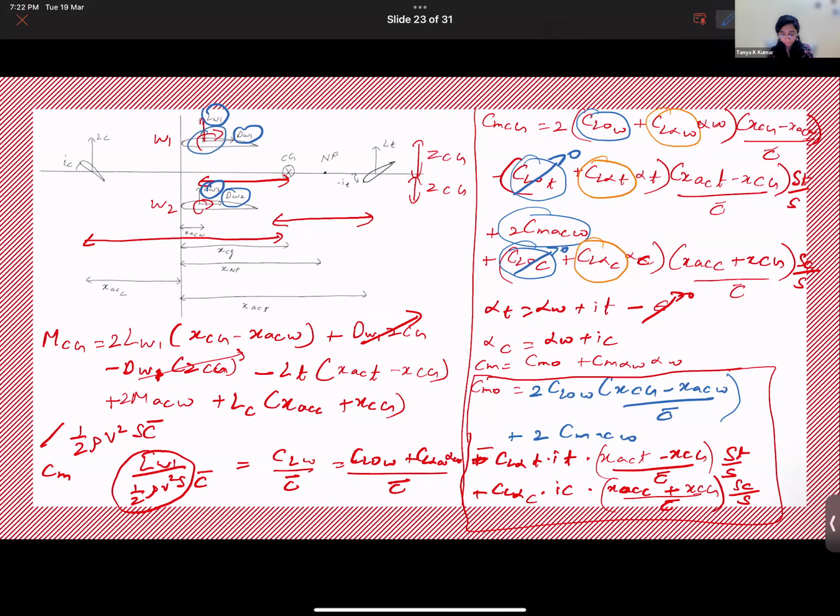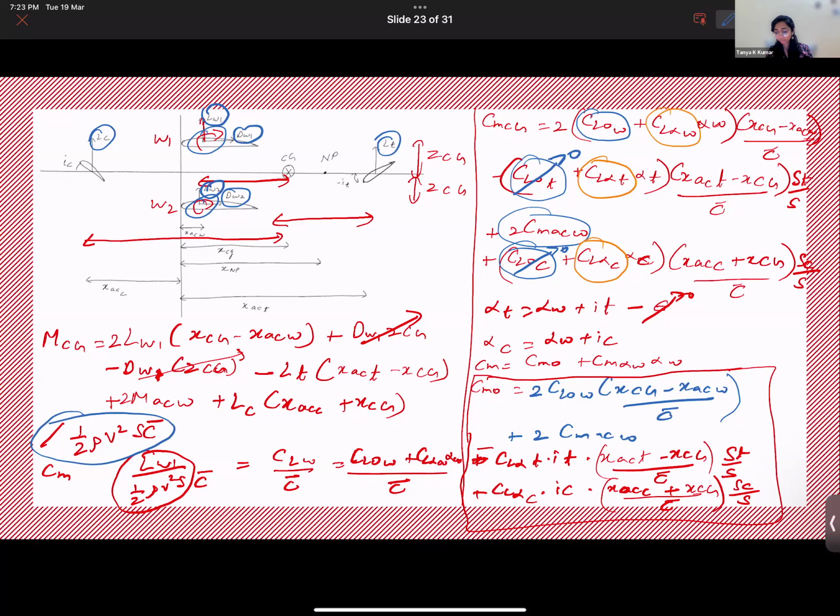And then you have moments on both the wings. These are also seen at the CG. Then you have lift on the canard and lift on the tail. There are no moments on the canard and the tail because both are symmetric airfoils. Similarly, the drag effects are not taken here because you assume the drag to be acting along the CG line. Then we wrote down the moment experienced at the CG. Then we wrote the non-dimensional parameters. For that, we divided throughout by half rho v square S c bar.